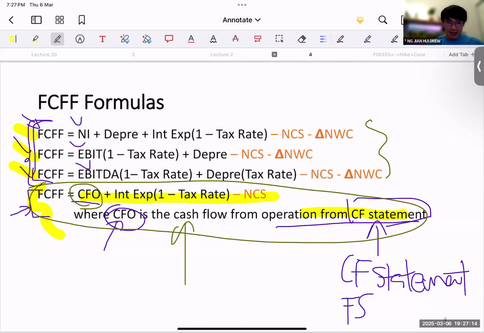They structure the P&L statement and your cash flow statement to be aligned to that extent, and so you can use both methods, right? But of course, in your GBA or your ECA, I'll recommend you to just stick with the first three methods here. And just know that you can also derive your FCFF using your cash flow statement.